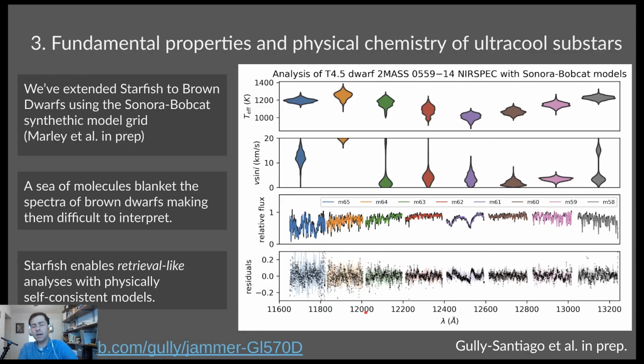Okay, and lastly is an ongoing project, which is the fundamental properties and physical chemistry of ultracool substars, so basically brown dwarfs. There's a new model grid made by Mark Marley, Caroline Morley, and others called the Sonora Bobcat Synthetic Spectral Model Grid, which goes down to quite cool temperatures, so of order 300 Kelvin, so almost room temperature. Brown dwarfs, which is remarkable.